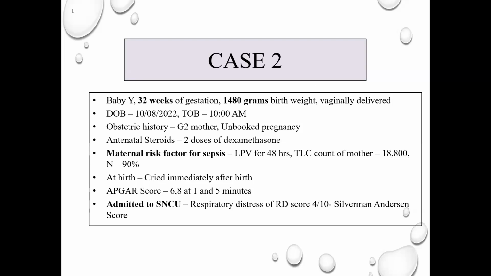And there were risk factors for sepsis present: leaking per vaginum for 48 hours, and the total leukocyte count of the mother was more than 12,000. So it's 18,800, with 90% polymorphs. But when the baby was born, the baby cried immediately after birth with an APGAR score of 6 and 8 at 1 and 5 minutes, and was admitted with respiratory distress with a Silverman score of 4/10.